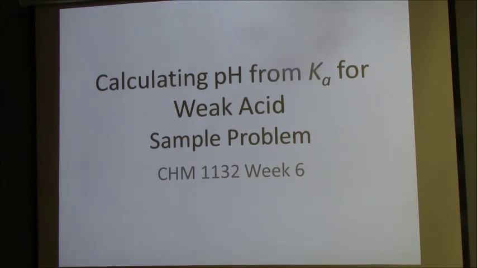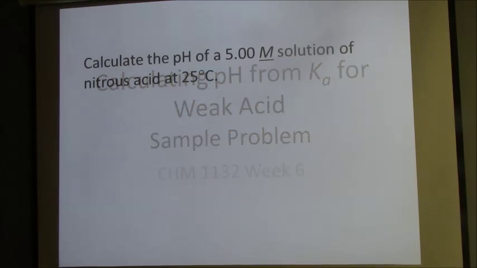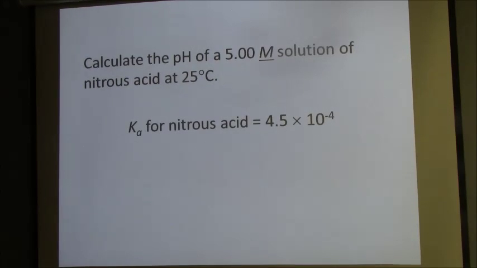For a weak acid, we have to use an ice table because these are reactant favored scenarios. So calculating pH for a weak acid involves an ice table. Here's a sample problem involving a weak acid. What's the pH of a 5 molar nitrous acid solution? HNO2. Yes, nitrous acid is a weak acid. Nitric acid is a strong acid. But because this is a weak acid, we're going to have to use an ice table.